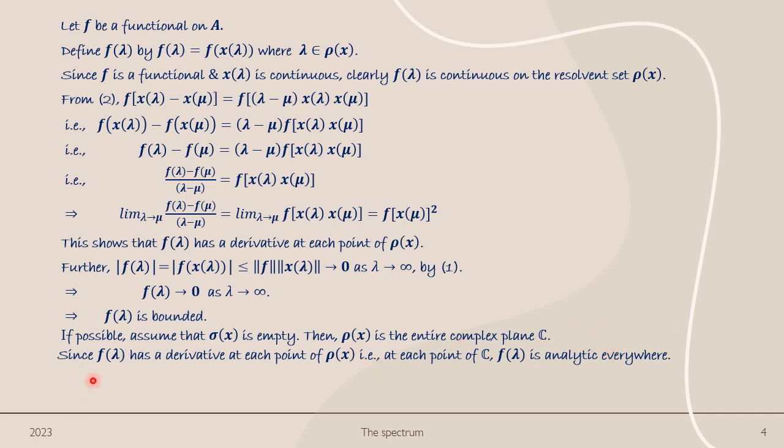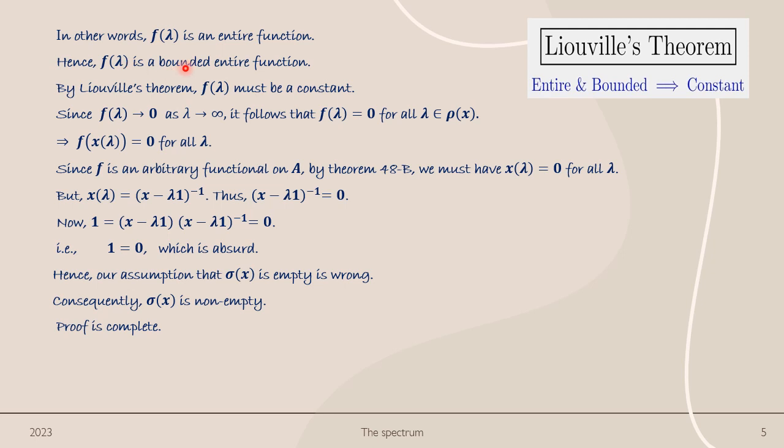Since f of lambda has a derivative at each point of rho of x, that is, each point of C, f of lambda is analytic everywhere. f of lambda has a derivative at each point of the complex plane, or we can say f of lambda is analytic everywhere in the complex plane C. We know that a function which is analytic everywhere is called an entire function. So f of lambda becomes an entire function. Already f of lambda is bounded, and now it is an entire function. So f of lambda is a bounded entire function.